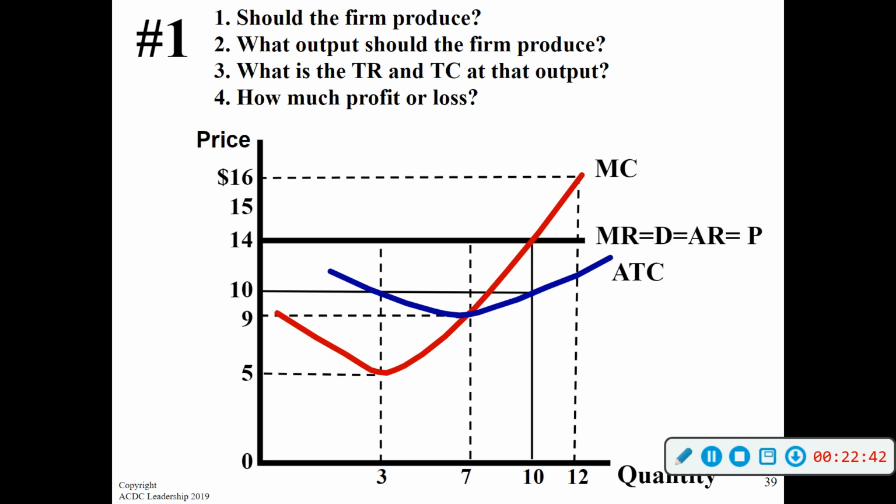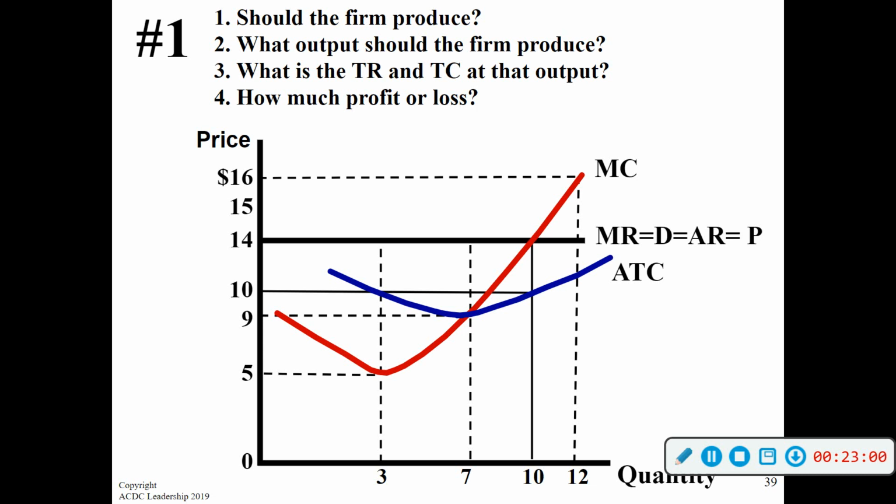Looking at this graph, should the firm produce? You've got to be able to recognize the points. Yes. Why? Because it's above ATC. Very good. MR equals MC is above the ATC. So that automatically tells us, yes, the firm's earning a profit. They should produce.